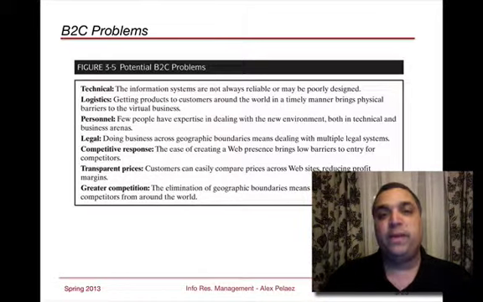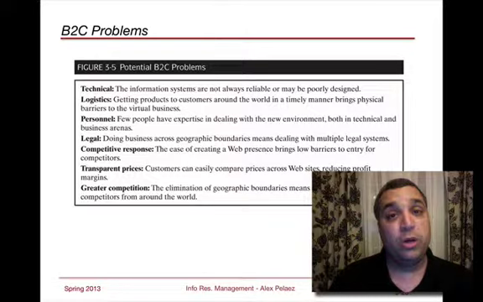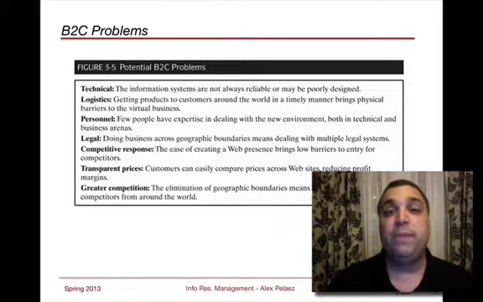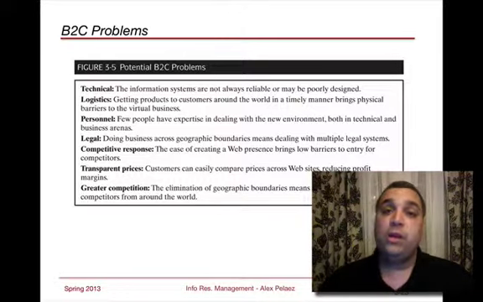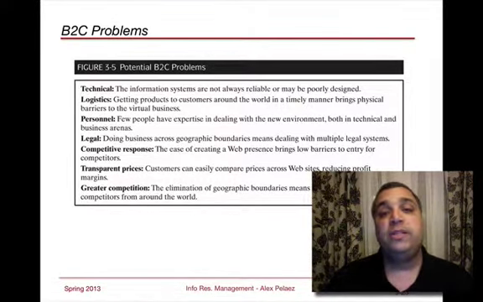From a technical perspective, it may not be reliable or maybe poorly designed. That is a function of the people who are hired, though. If you hire people who've never done it before, you may get some garbage. If you've got people who have a proven track record, this isn't so much of a problem. It may be a cost factor because the more reliable you want a system, the more expensive it's going to be. Logistics, getting products to customers around the world, could be a problem.